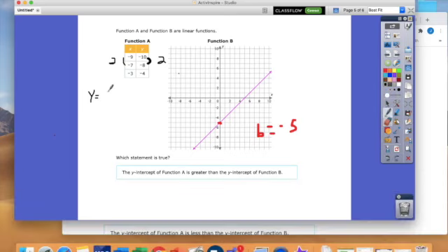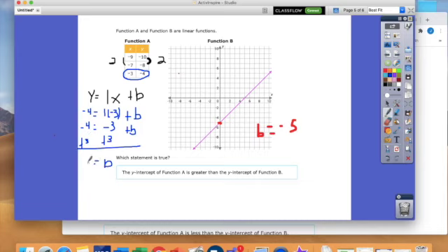It's the smallest one. It doesn't really matter though. So my y, I got negative 4 equals 1 times negative 3 plus b. Okay, so I got negative 3 here. And negative 4. Okay, let's add 3. And my b over here equals negative 1. Okay, so which one's greater? So I have negative 1 here. I have negative 5. So negative 1 would be the one that's greater up here. So I got function A is greater.